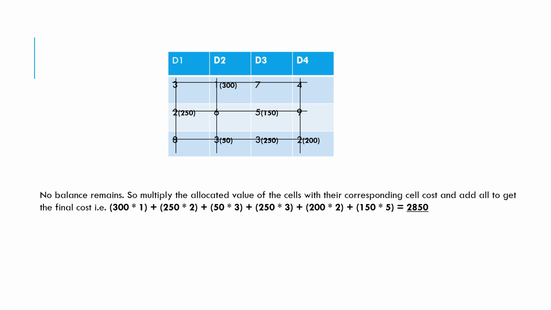No balance remains in this problem. Supply and demand get allocated according to the need, so multiply the allocated value of the cells with their corresponding cell cost and add all to get the final cost, that is 1 is multiplied with the 300, 2 is multiplied with the 250, 50 is multiplied with the 3, 150 is multiplied with the 5, 3 is multiplied with the 250, and 2 is multiplied with the 200, which gives the final transportation cost, 2850. This is the final transportation cost, and it is all the information about the transportation problem by using VAM method.